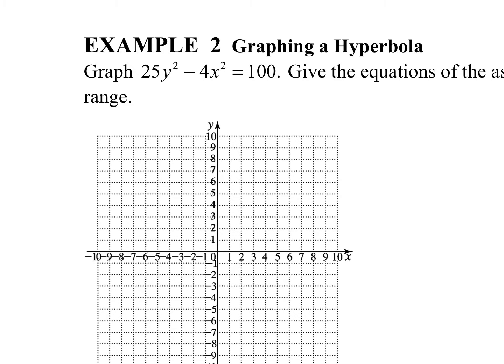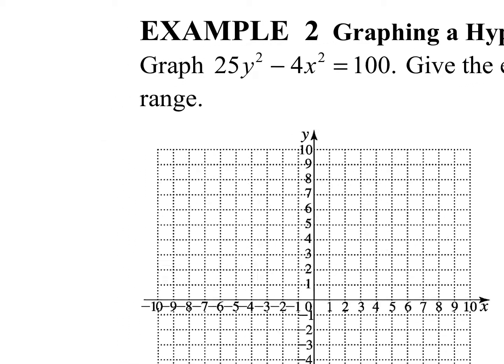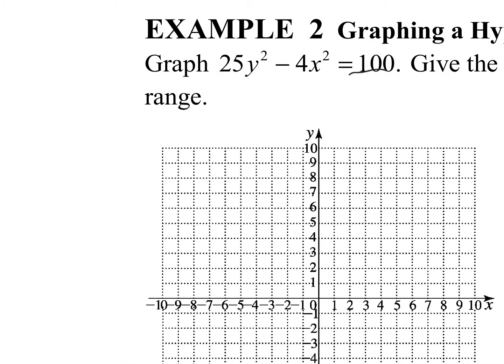Graph this hyperbola. Let's see. I don't have a 1. I need a 1. So let me go ahead and divide everything by the 100 to get that 1 over there. And so 100 divided by 25 is a 4. So it's y squared over 4 minus 100 divided by 4 is a 25. So that's x squared over 25 equals 1.